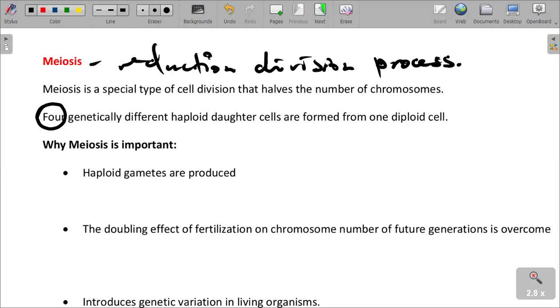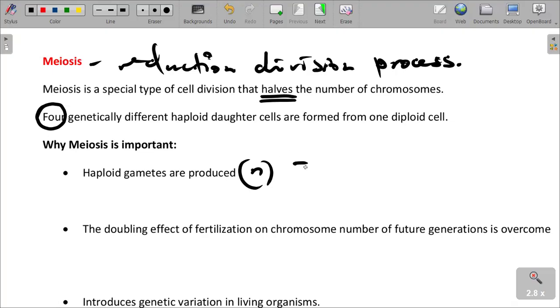Now, meiosis basically halves the number of chromosomes. It halves the number of chromosomes. What are we saying? Why is meiosis important? Haploid gametes are produced. This is the haploid that we are talking about, which means it results in half the number of chromosomes.